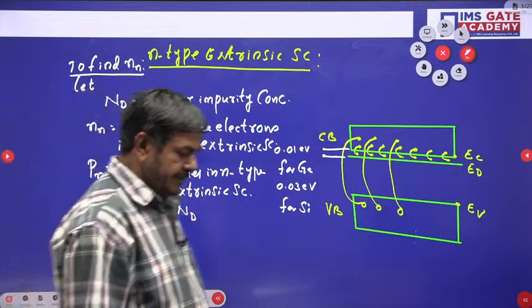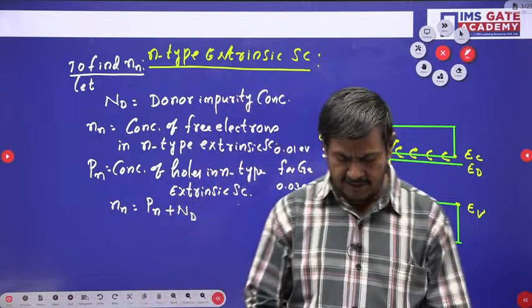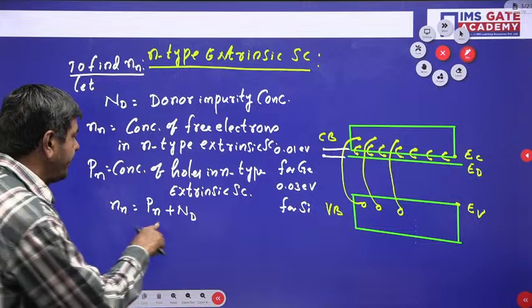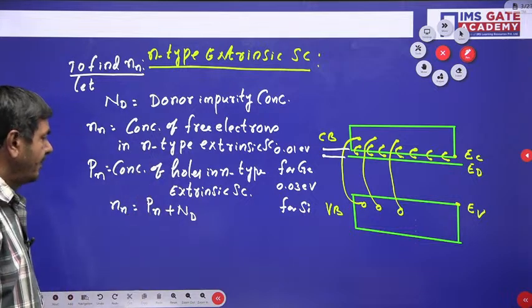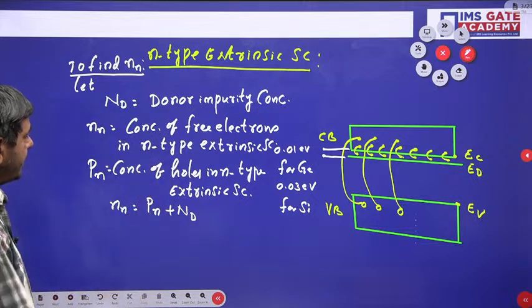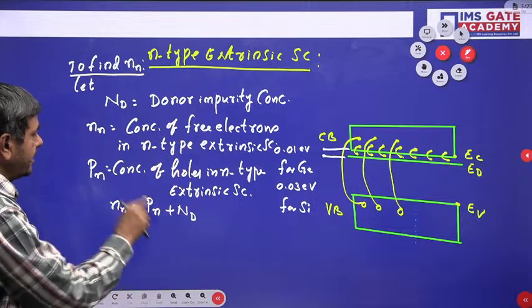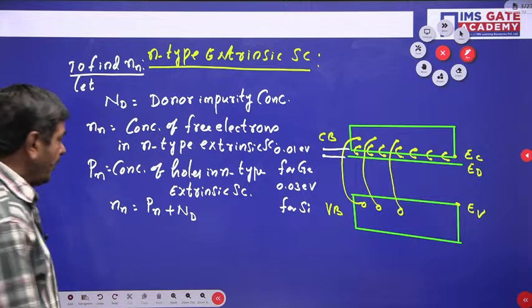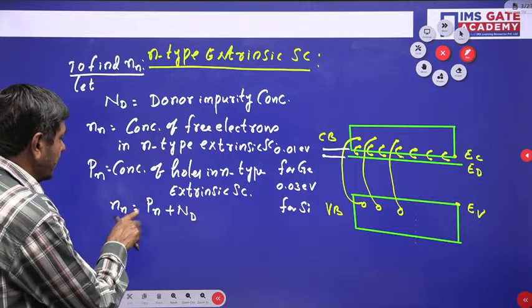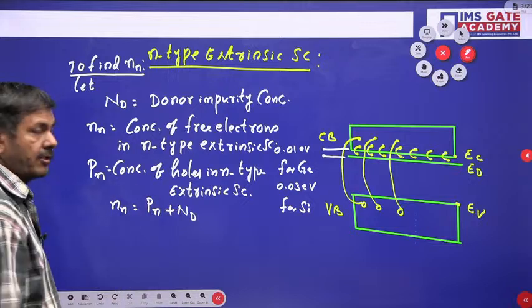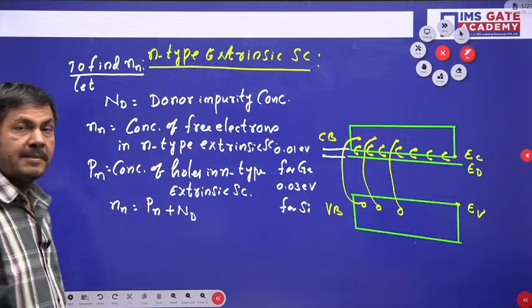From the electrical neutrality principle, we formed Nn equal to Pn plus Nd. Here Pn is the minority carriers, and Nd is the donor impurity concentration. That is the Nn value. But if I want to find the Nn value, you have to convert Pn in terms of Nn only. That is achieved by means of the mass action law.